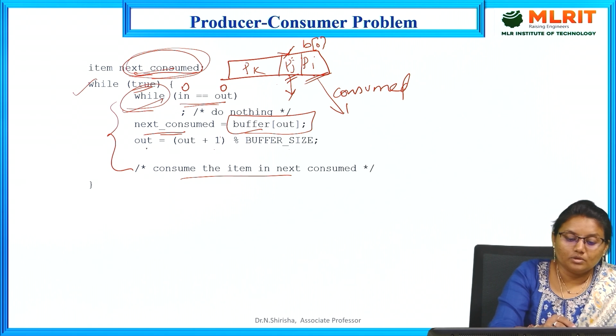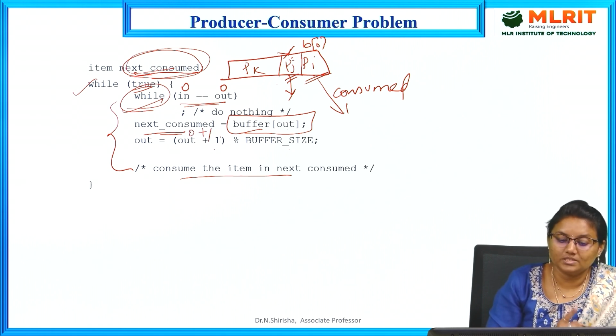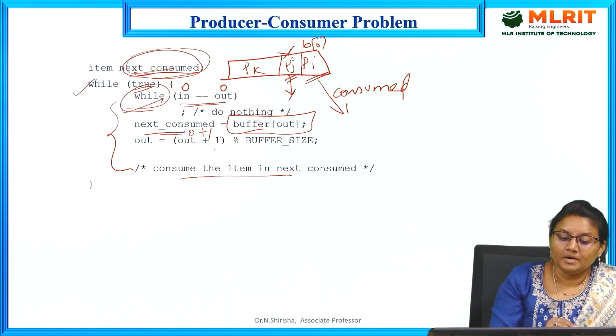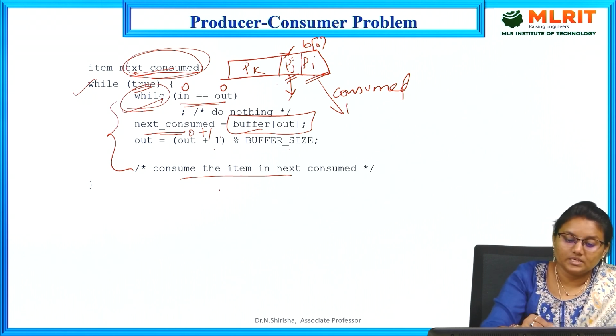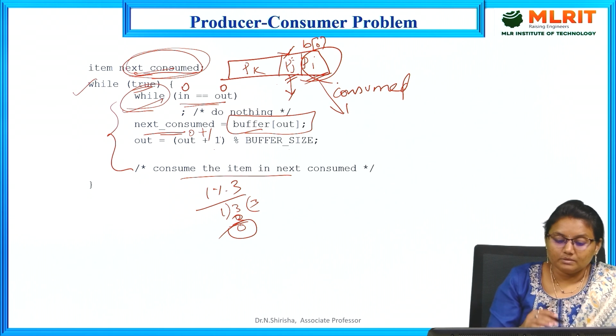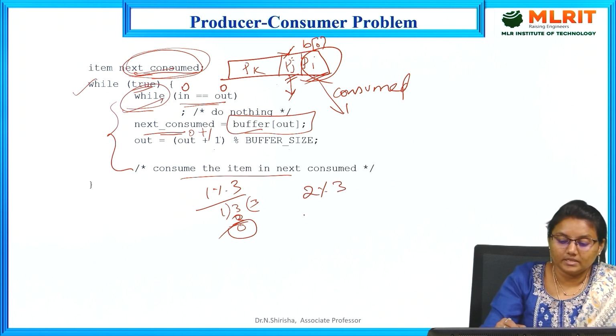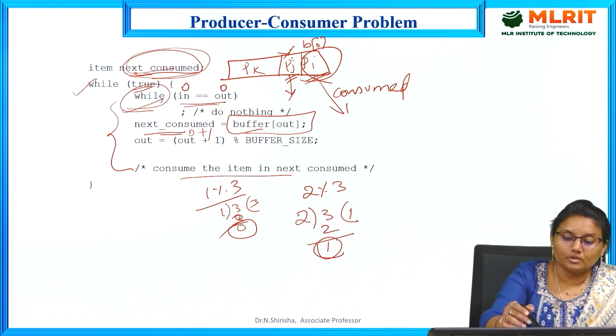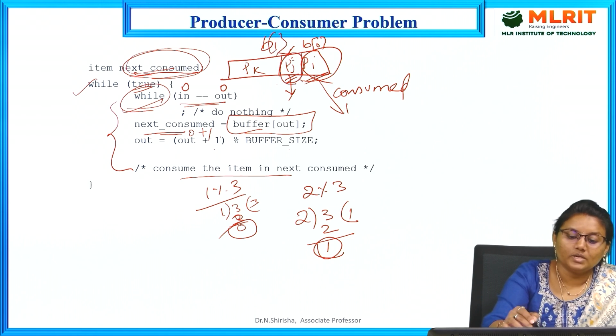Okay, then 0 plus 1 means this will become 1. 0 plus 1 is 1. 1 modulo buffer size, say the buffer size is 3. Again, 1 modulo 3. So the item at this position can be consumed. In that way you loop the process and increment. Then 2 modulo 3 in the next case means it will go back to the first position, and then it will again consume.